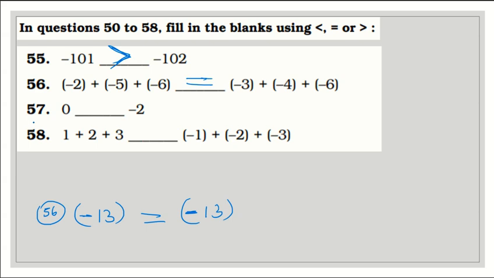Now coming to question number 57, 0 is greater than minus 2 because 0 is greater than every negative integer. Now coming to question number 58, on the left hand side the sum of three positive integers is done. 1 plus 2 plus 3 is plus 6, and on the right hand side I have got all three negative integers, so negative. Obviously whatever the answer is, this must be greater because every positive integer is greater than every negative integer.